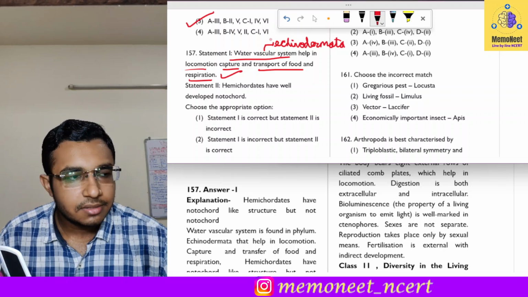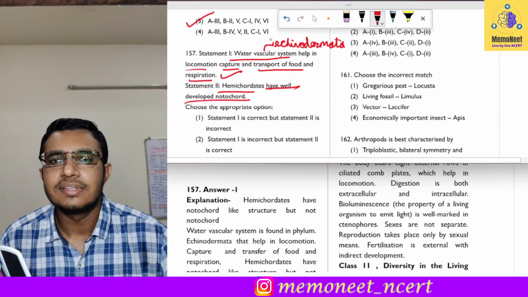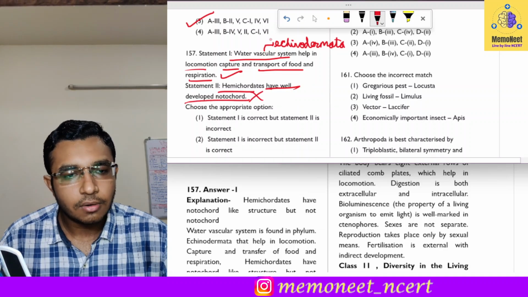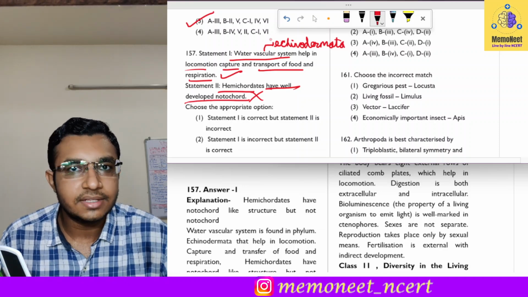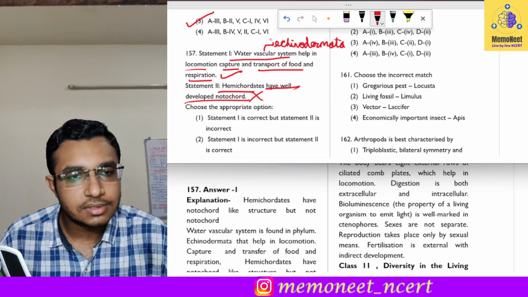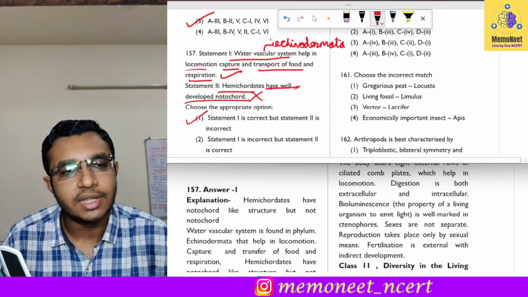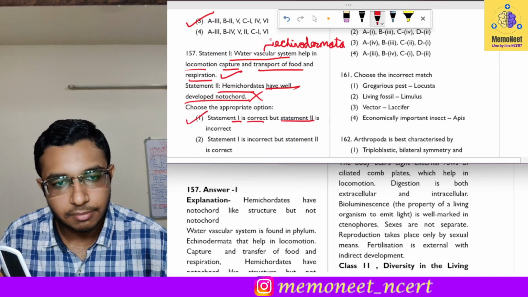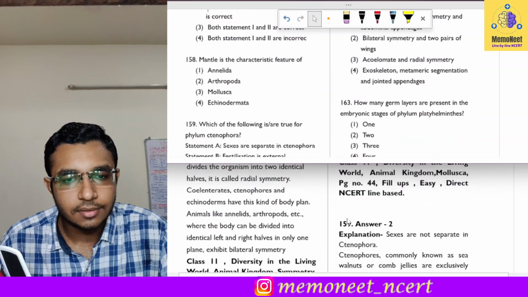The second statement is: hemichordates have well developed notochord. Is this correct? No, hemichordates do not have a well developed notochord. It has a notochord like structure. So this statement is incorrect. So the correct answer of this question is option 1, that is statement 1 is correct but statement 2 is incorrect. The next question is question number 158.